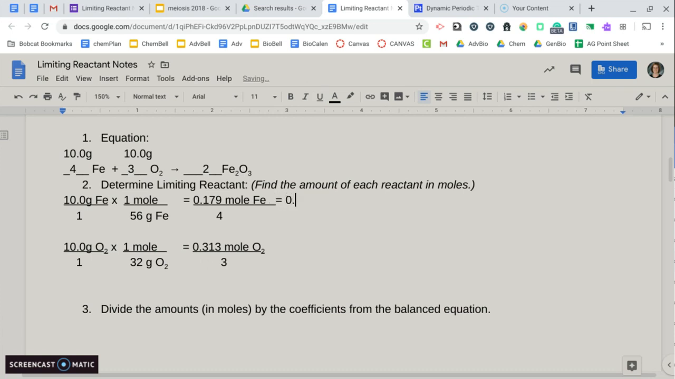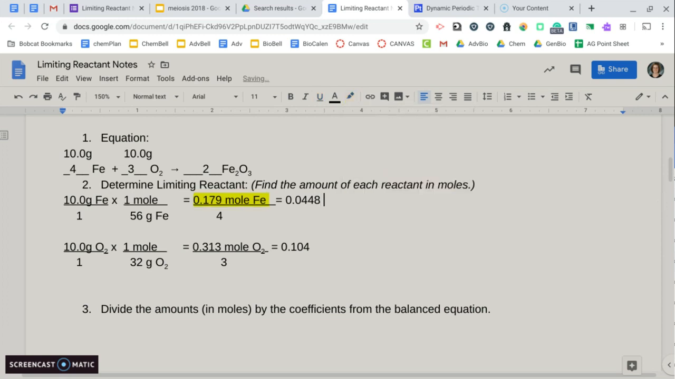Okay, so when I did this one, I got 0.0448. And this one I got 0.104. We're looking for the smaller one. Whichever one is smaller, that's the limiting reactant. So this one's smaller. That means that this is going to be iron, is going to be my limiting reactant.